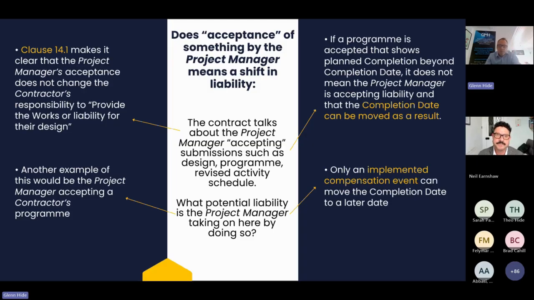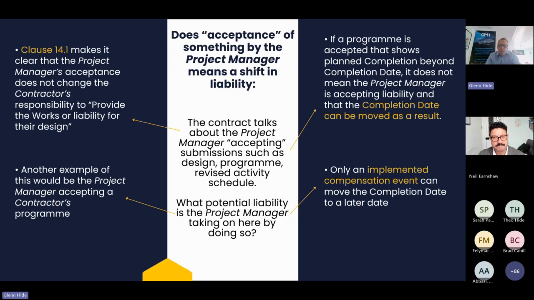The other obvious one is the program. If they accept a contractor's program, and the program shows planned completion beyond the completion date, it doesn't mean the project manager is accepting liability and the completion date can be moved as a result. The only way the completion date can be moved is through an implemented compensation event. So again, with program acceptance, if the contractor's running 2 weeks late, accepting the program doesn't mean they're accepting liability.